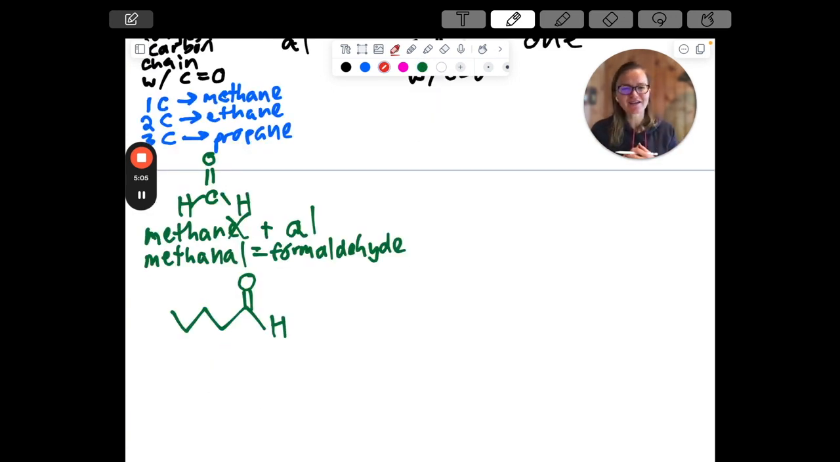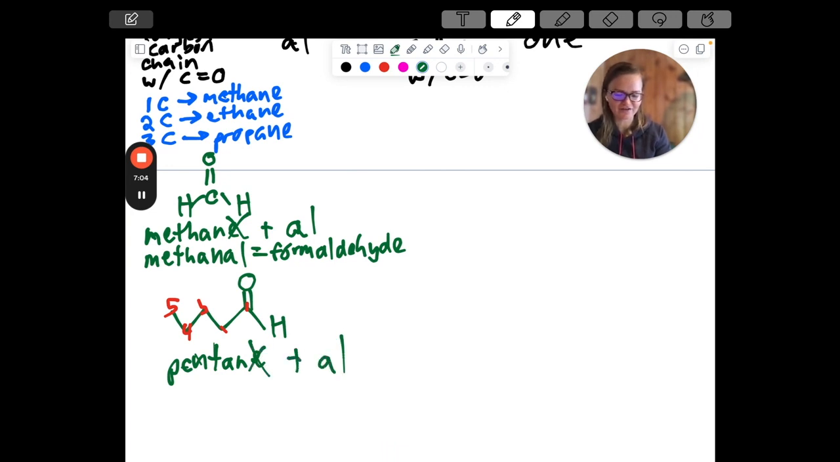Now, let's try naming a slightly more complex aldehyde. So first thing, what's our prefix? So let's count our carbons and find the longest carbon chain that includes our carbonyl. Well, we're always going to start at our carbonyl here. 1, 2, 3, 4, 5. So our longest carbon chain is 5. So we know that we call hydrocarbon chains with 5 carbons pentanes. And then, of course, we cross off the E and we add our aldehyde ending, our aldehyde suffix. So this aldehyde is going to be called pentanal.